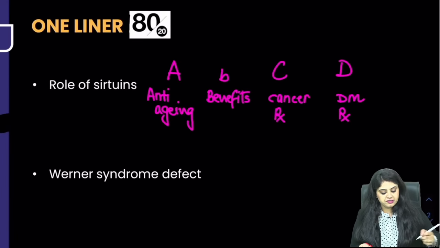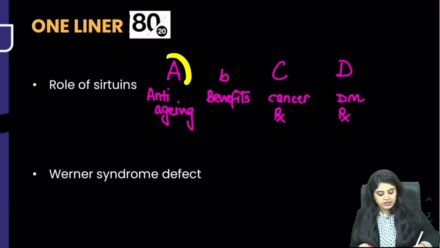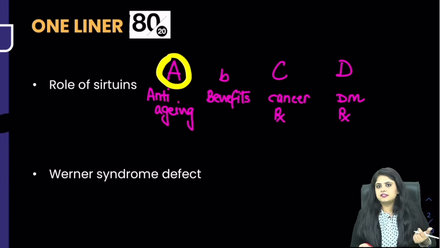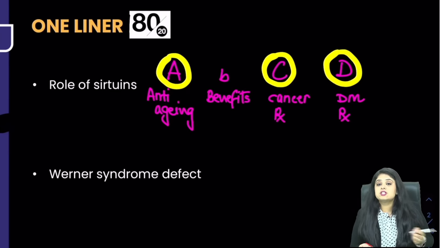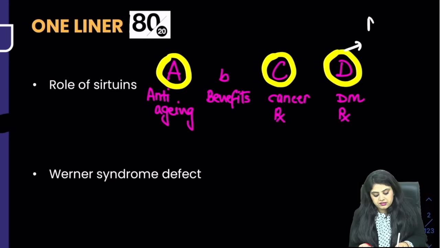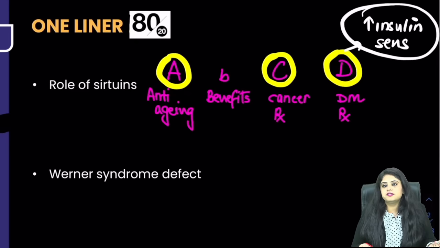We all know ABCD. What is ABCD, guys? Number one, it's going to help in anti-aging. That's the main role. Second, it's coming across in the treatment of cancers and also in the treatment of diabetes. The question that came is, why is it being used in the treatment of diabetes? Because of course, it's going to increase the insulin sensitivity. Anything that increases insulin sensitivity will be used in the treatment of diabetes, right?